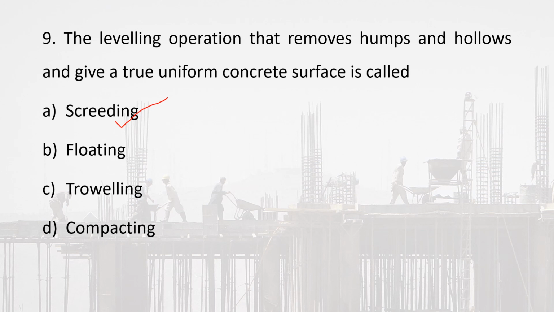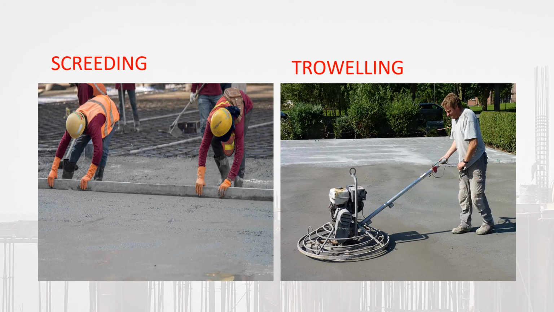So these are options given. The first three options, screeding, floating and troweling, are all finishing operations in concrete after compacting. Floating is a process of removing the irregularities from the surface of concrete left after screeding. So you can see this image, we can understand what is screeding and troweling. Screeding is the process of removing the humps and hollows from concrete. Floating is the process of removing irregularities from the surface of concrete, and the next one is troweling. Troweling is the final operation of finishing the concrete surface after screeding, when a smooth and dense concrete surface is required.